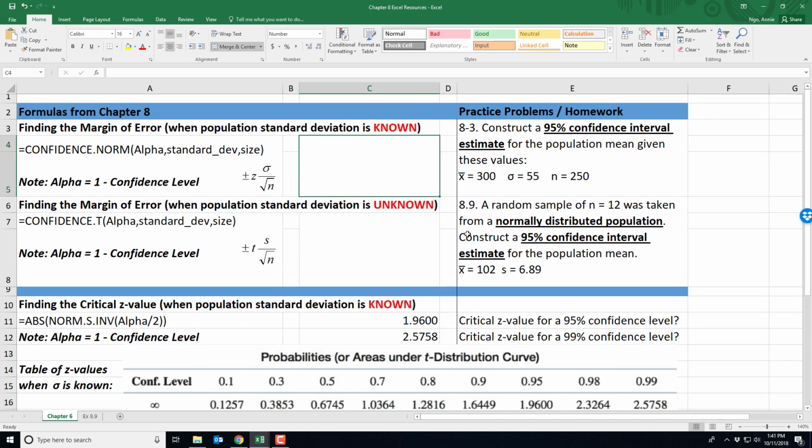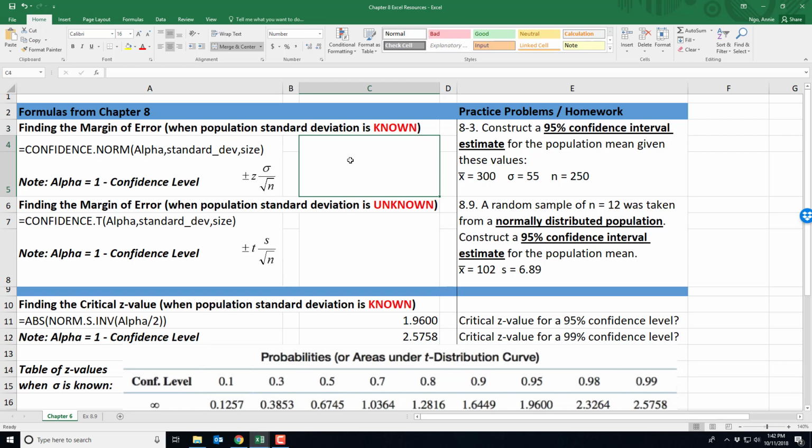So we're working in a confidence interval estimate. Our confidence interval estimate is the point estimate in front, so that would be our sample mean, plus or minus the margin of error. So this right here is the margin of error when we know the population standard deviation, and this one right here is the margin of error when we don't know the population standard deviation.